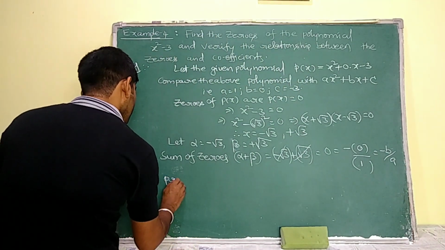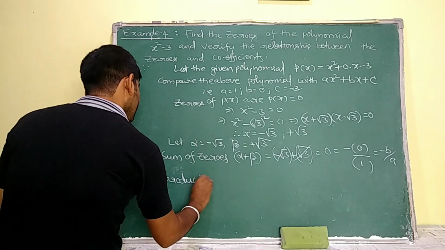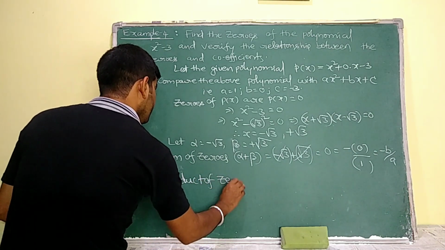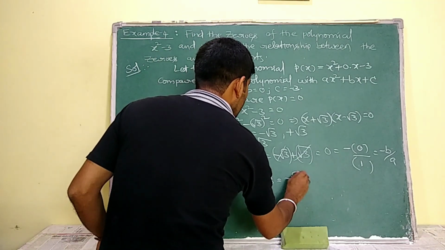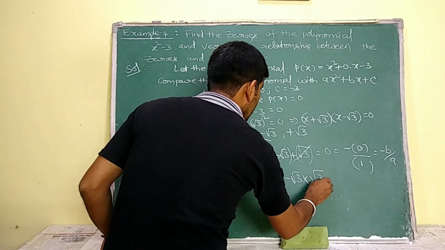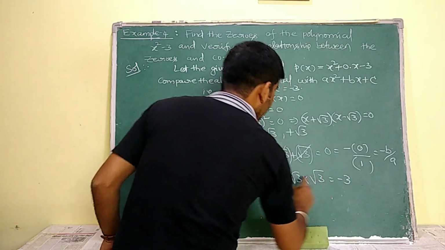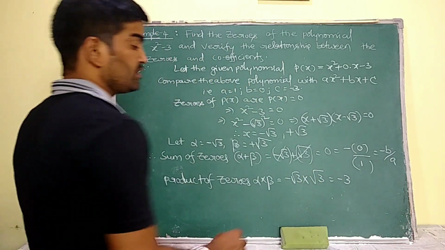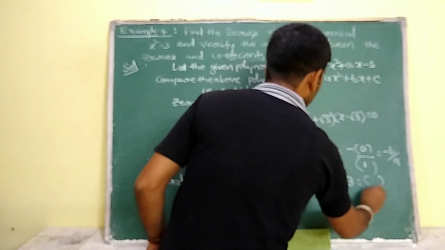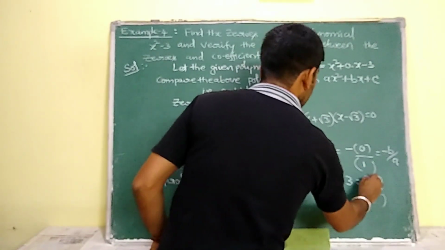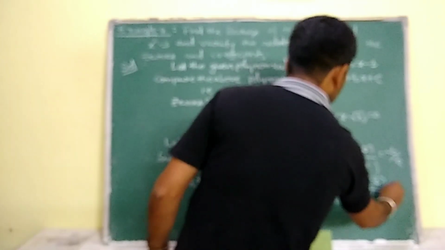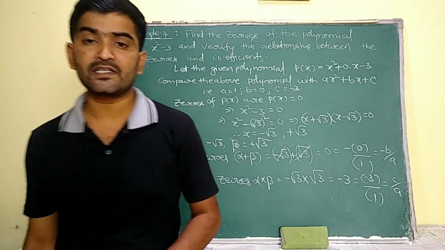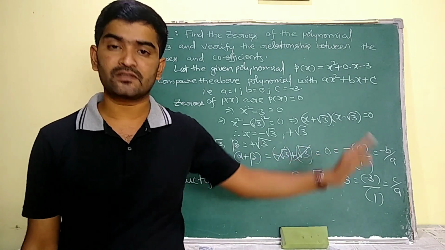So product of zeros. Alpha into beta, that is equal to minus root 3 into plus root 3, that is equal to minus 3. Why? Because root 3 into root 3, 3 we know. So minus 3. Now we have to check whether it is equal to c by a or not. C means it is minus 3. A means 1. So minus 3 by 1 is equal to minus 3 only. So it is verified as c by a. So in this way we are going to verify the relationship between the zeros and its coefficients.